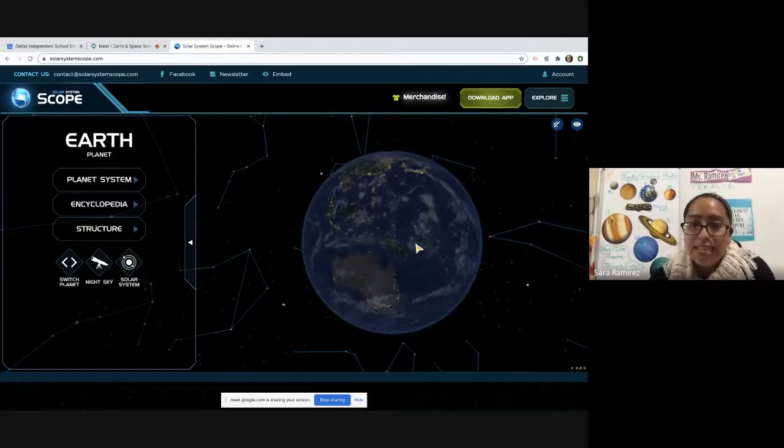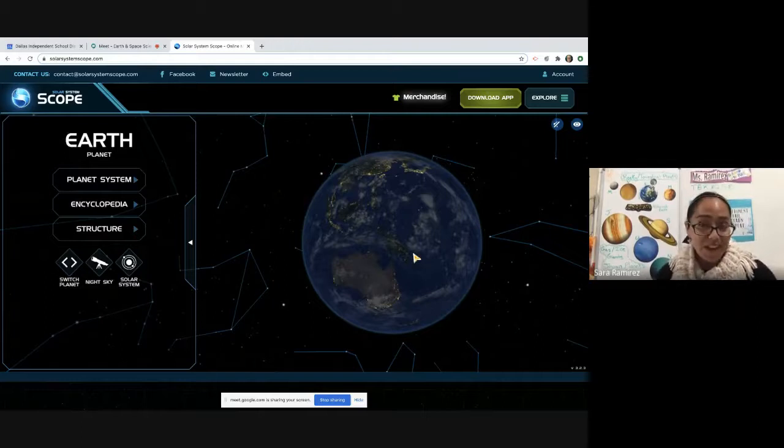We all know that it takes about 24 hours to make one rotation, and it's about 365 days for one revolution, or go around the sun. It is a rocky planet, and its atmosphere is mostly nitrogen. There's also oxygen and about 1% of some other gases as well. And we have one moon.